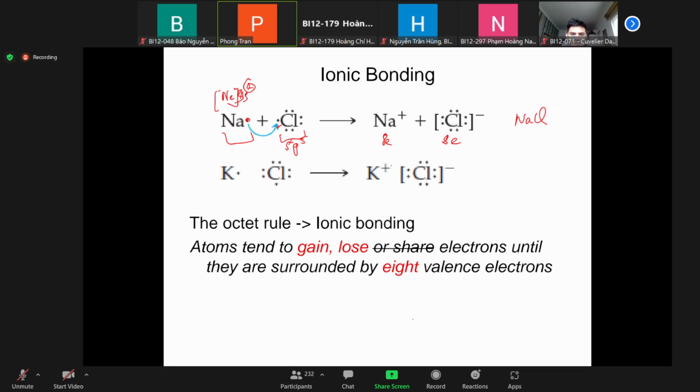In the same case for potassium chloride, the octet rule can explain the ionic bonding very well, when the atoms tend to gain or lose electrons until they are surrounded by 8 valence electrons. And I explained this for the case of sodium chloride.